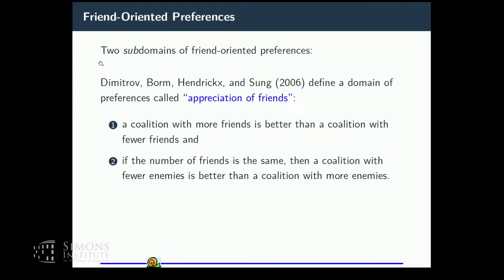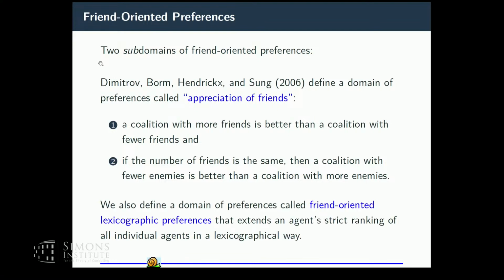Now, you have two sets, two coalitions you could be a member of. You count the number of friends. The one that has more friends is the better coalition. If you have an equal number of friends, you just count the enemies, and the one with fewer enemies is the better coalition. So you just count. You have lots of indifferences.